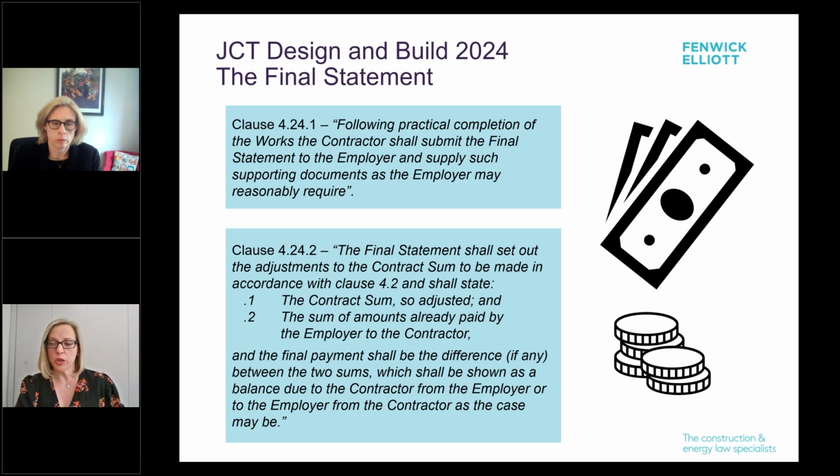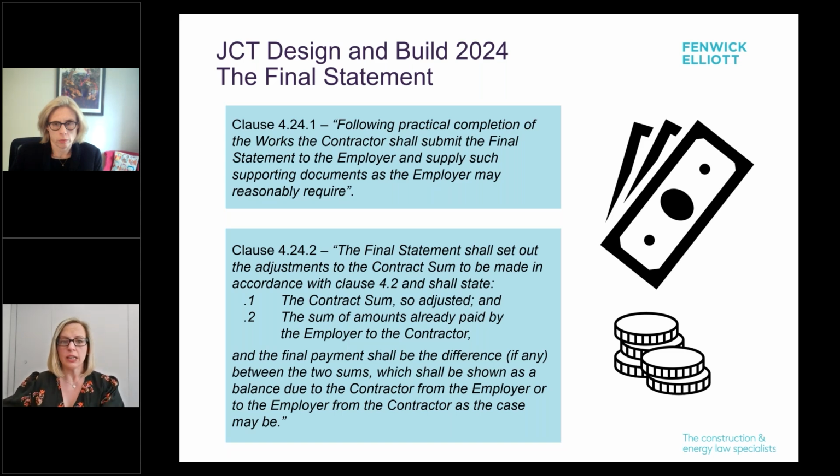Clause 4.24.2 gives us the main definition of the final statement, noting that it's documents setting out the adjustments to the contract sum, what the contract sum post adjustments should equate to, and the amounts that have previously been paid to the contractor. So overall, the final statement is detailing the final amount that would be due to the contractor, or indeed, in certain circumstances, due from the contractor to the employer. Within that final statement, the contractor needs to set out the basis on which the ultimate balance has been calculated and to detail any and all adjustments to the contract sum. So it's a relatively detailed document.